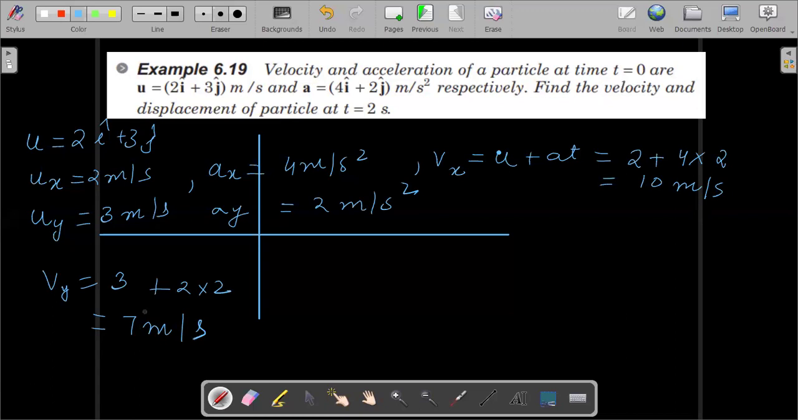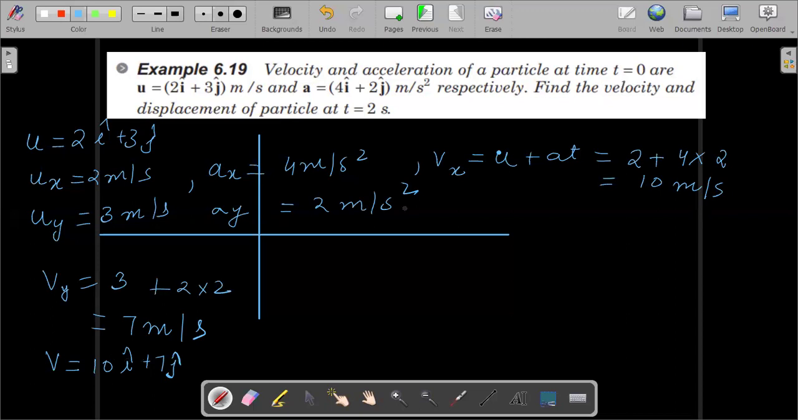Now, can you write this velocity in the form of vectors? I want the velocity vector v. Yes, sir. Can I write it as 10 i cap plus 7 j cap? Yes. Got it now? Yes, sir.